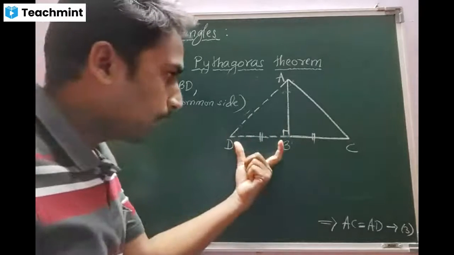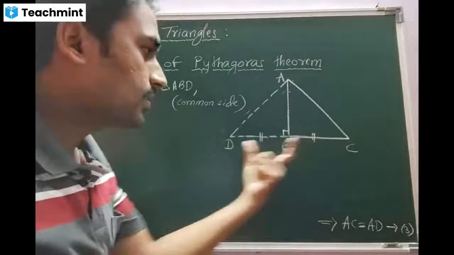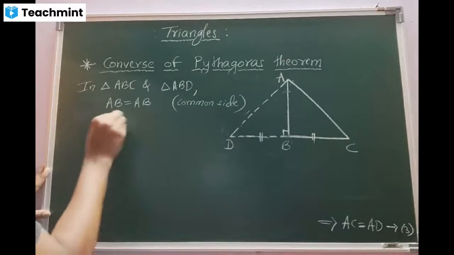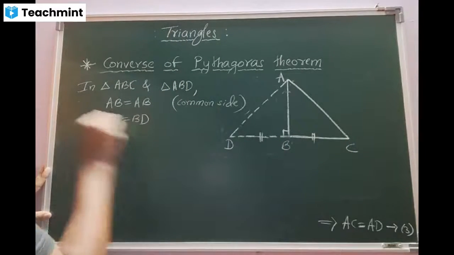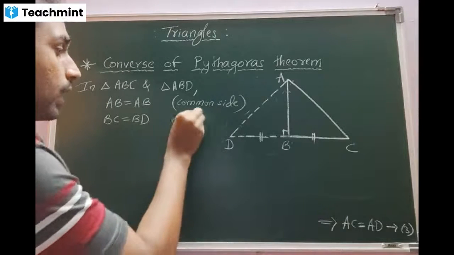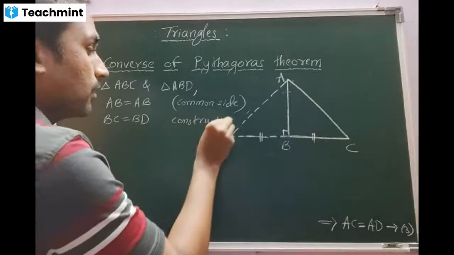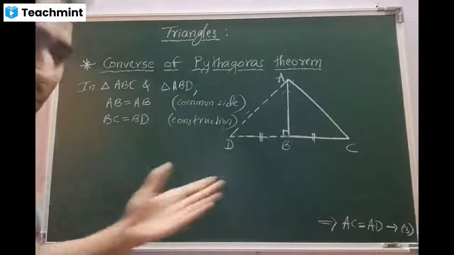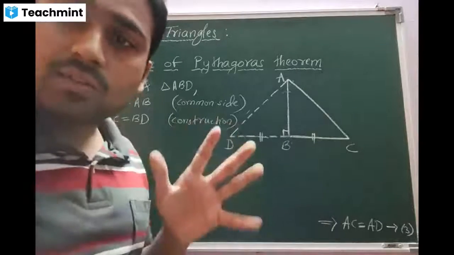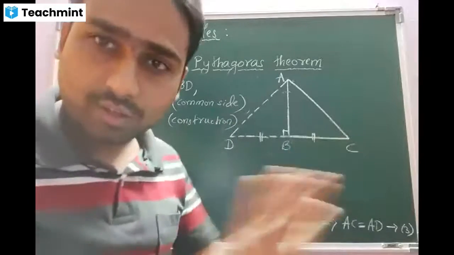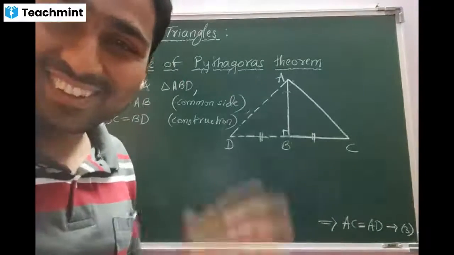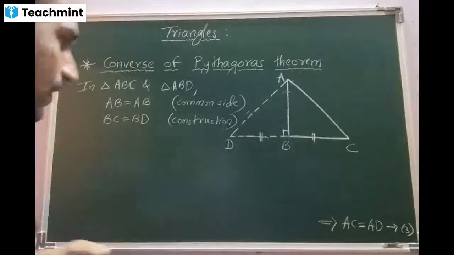Then I say BC is equal to BD. Correct, beta? Why? Because of construction. This is what we have done, beta. We have done the construction. Correct, beta?